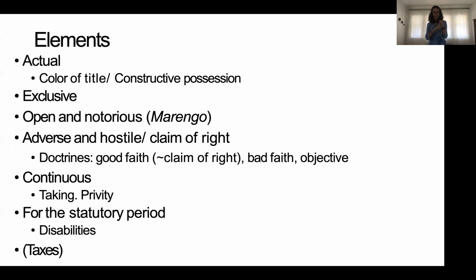Adverse possession has to be actual, it has to be exclusive, open and notorious, adverse and hostile, continuous for the statutory period, and in some states, you can only adversely possess if you have been paying the property taxes on that property. So let's walk through these different elements. Adverse possession has to be actual. What does that mean? That you have to physically possess the property. You have to be in the property.